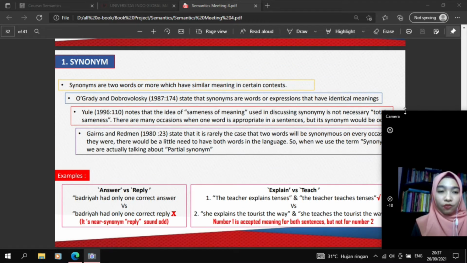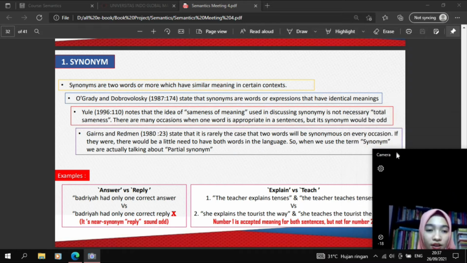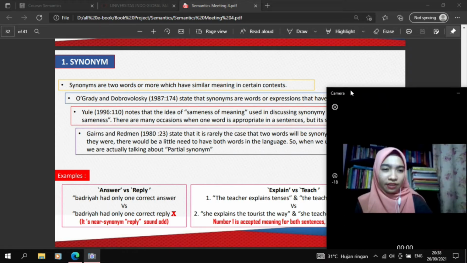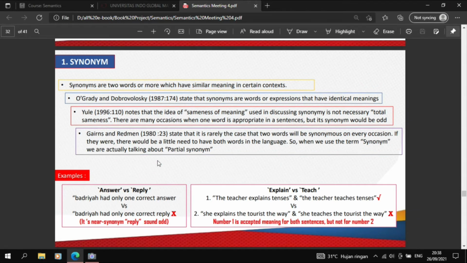Like I've told you before, some of you have learned with your teacher before, synonyms are two words or more which have similar meaning in certain contexts. So remember that it's not only two words but more, which have similar meaning, and this is to be highlighted only in certain contexts.